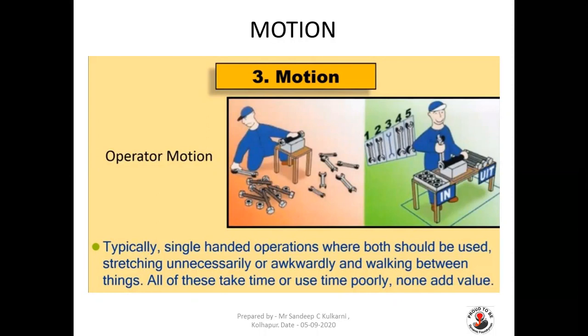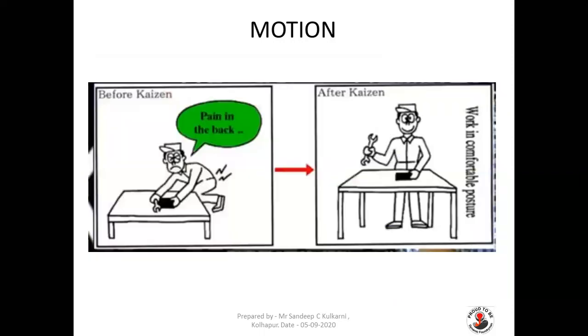So any movement, just like lifting a material or keeping material from one area to another area, it's a motion, or bending, it's a motion, but it will not add any value to your product. So it is a non-value added activity. This non-value added activity, that is the motion, has to be avoided or reduced as much as possible. So you can see in this picture, you can see a pain in the back because he is bending and doing that work.